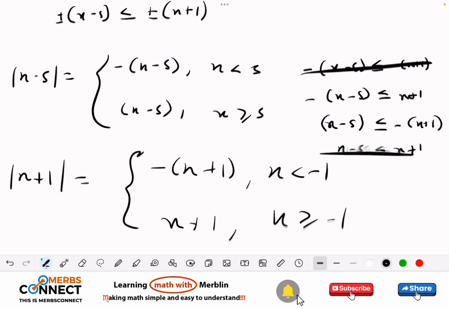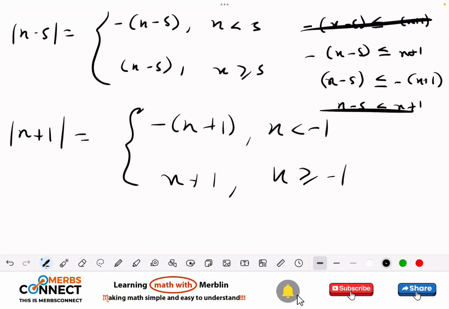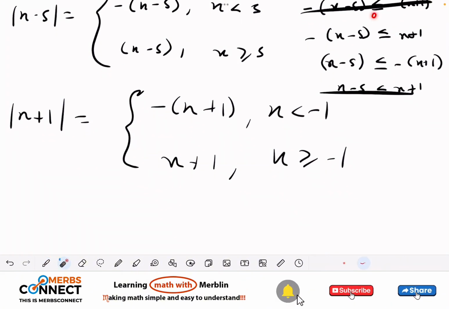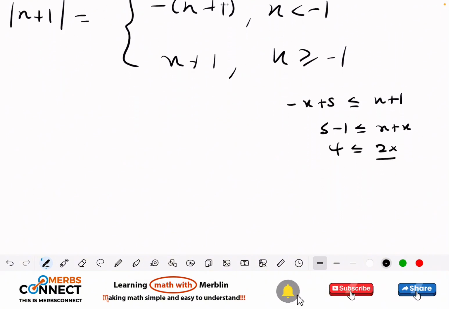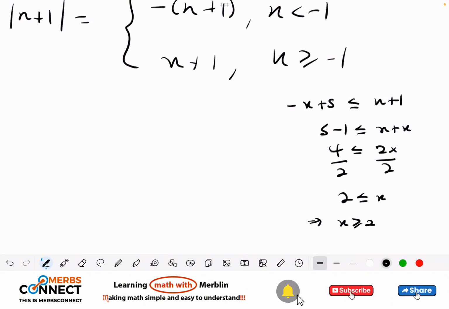Now let's look at these two here and see what you are going to get. The first one, when I distribute the minus, I'm going to have minus x plus 5 less than or equal to x plus 1. Make x a subject. So I'll maintain the 5 here, bring the 1 here, and move this x here. So when I bring the 1 here, I'll be minus 1 less than that. Then x plus x, this one will be 4 less than 2x. I divide 2 by 2. 2 will be less than or equal to x. So this implies that x is greater than or equal to 2. Is that right? So this is what we're going to get.